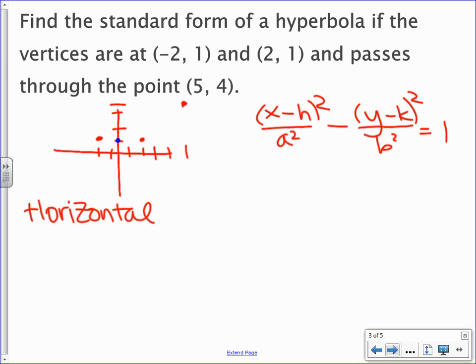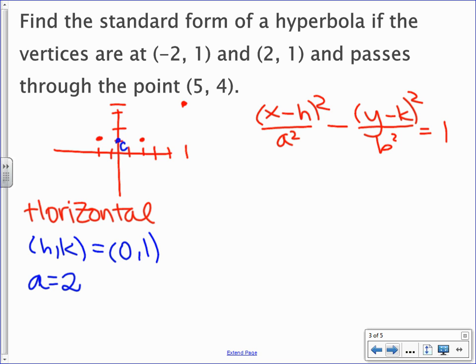Center is at 0, 1. Do you agree? Yes? Okay. What else? One more thing that you can tell me. A is 2 because our vertices are 2 away from the center.